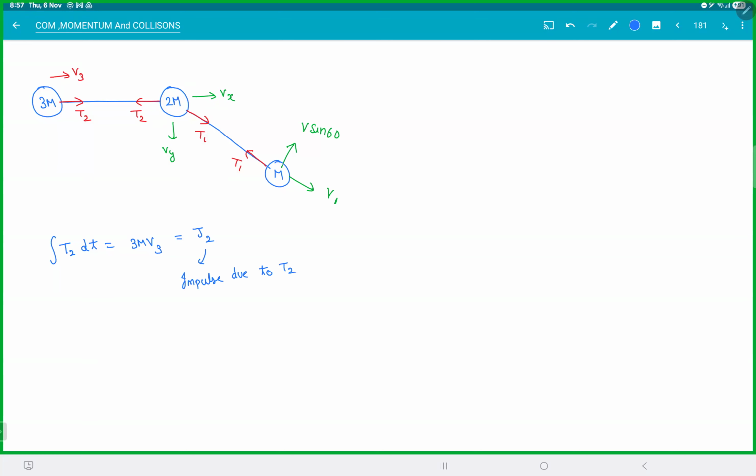Now, if you look at 2m, this angle was 30 degrees.